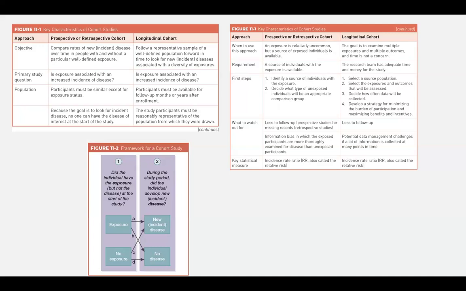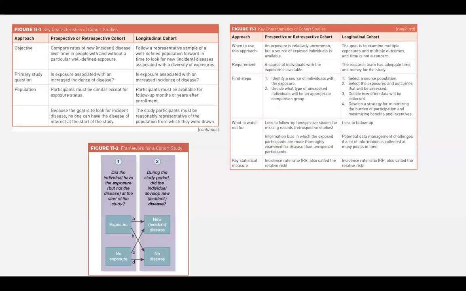Loss. Imagine following the same group of kindergartners for the next 12, 13 years. What if some of them move? What if some of them decide they don't want to participate anymore? If we're doing a retrospective study, well, what if we can't get a hold of their pediatric records or their medical records over time? And so that can be a big thing to look out for when it comes to cohort studies.